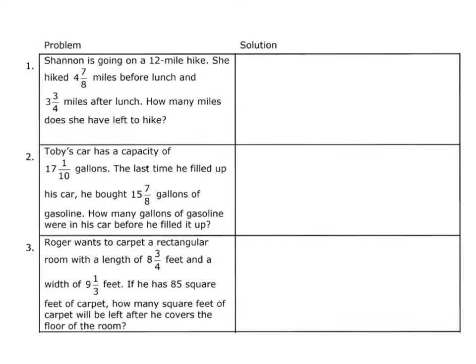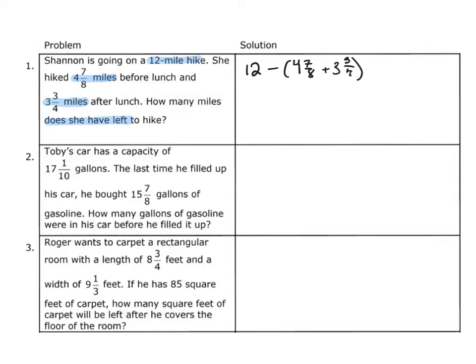So for this first one, we have Shannon is going on a 12-mile hike. She hiked 4 7/8 miles before lunch and 3 3/4 miles after lunch. How many miles does she have left? So my plan for this problem is to add 4 7/8 and 3 3/4 and subtract that sum from 12.